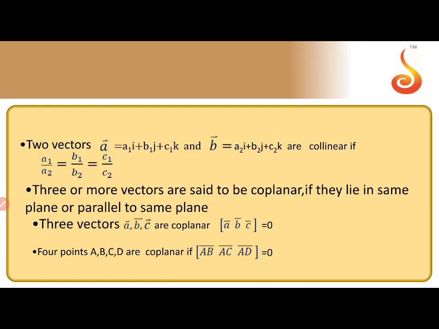Clear this one? So next, how to check the collinearity of two vectors when solving objective questions? On looking at the question of two vectors, you can easily see whether they are collinear or not.